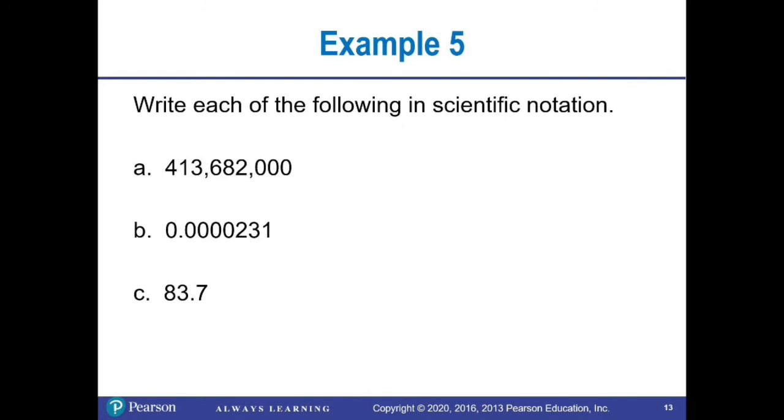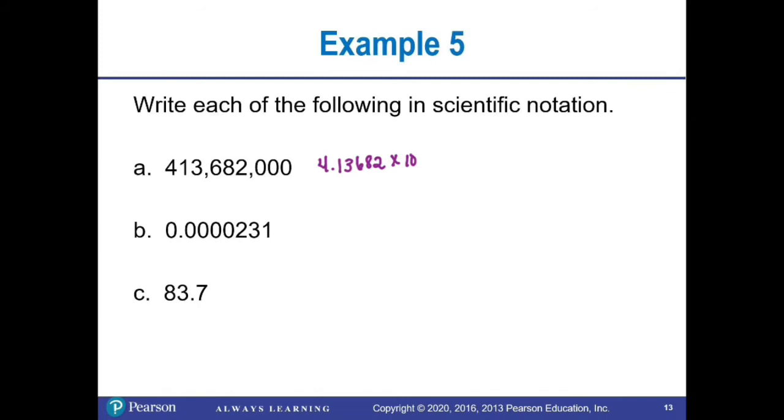In part A, we want to write this in scientific notation. My number needs to be between 1 and 10. So my number is going to be 4.13682 because this number is between 1 and 10. I'm going to multiply this by a power of 10 to write this in scientific notation. My power of 10 here is positive because my number is bigger than 1.